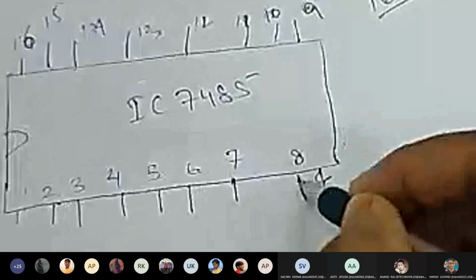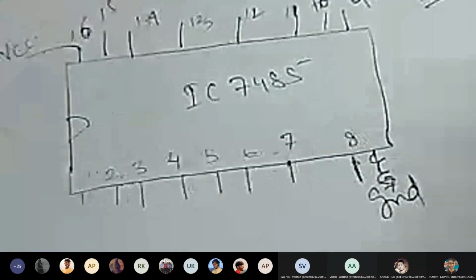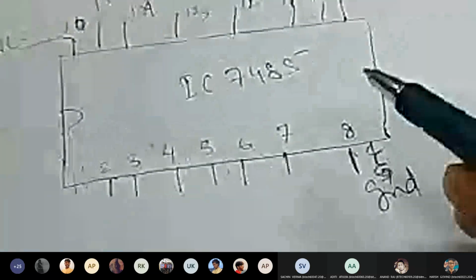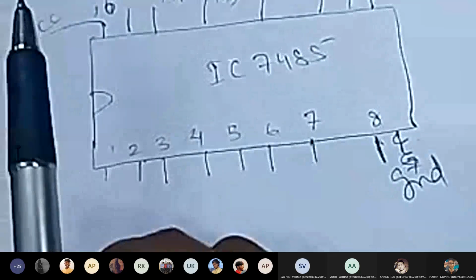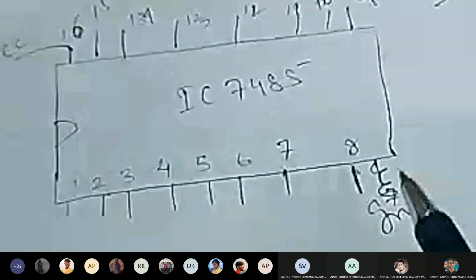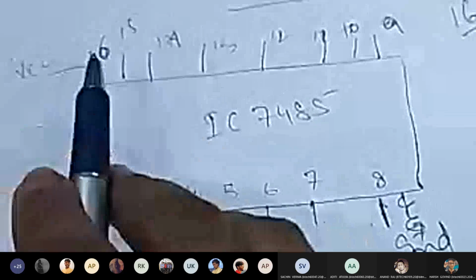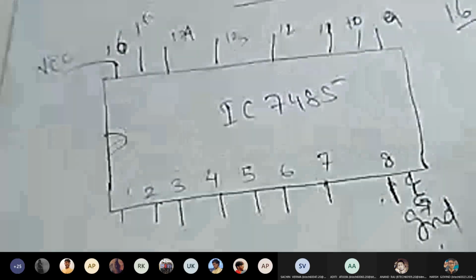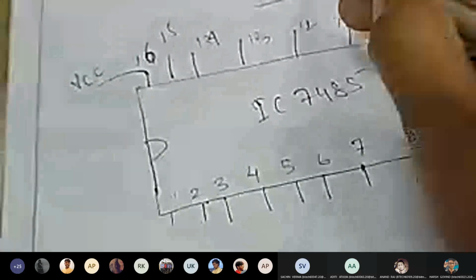Everything else is the same as the previous ICs we used. That last pin is for ground, and this 16th one is for potential. In the previous ICs, the 7th pin was ground and the 14th pin was potential. Here we will be using the 8th pin for ground and the 16th pin for potential, nothing else. Now, how will you connect it and which pin is for which purpose?